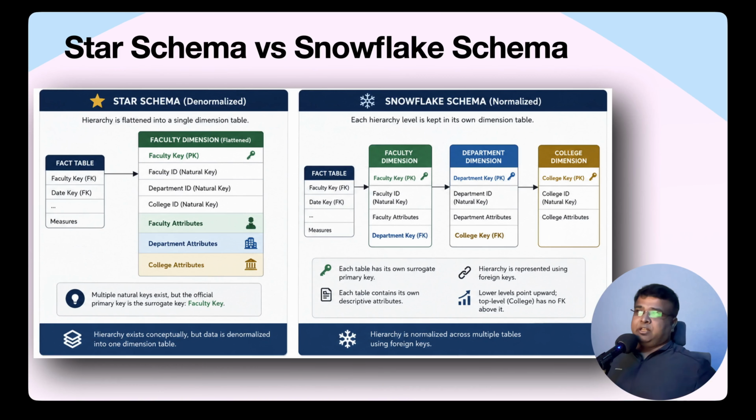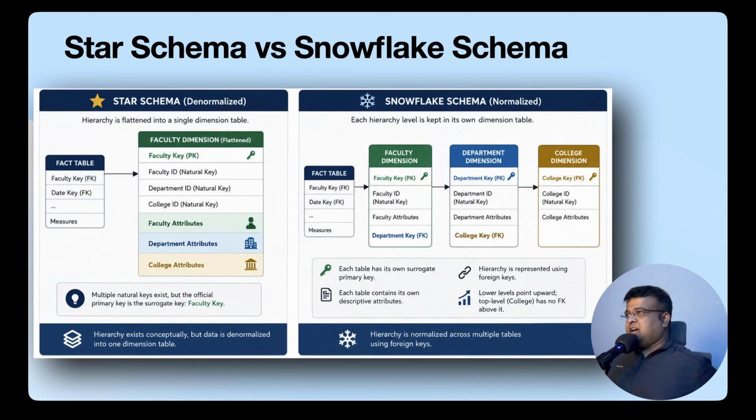relationships representing the hierarchy. One thing to notice here is that the highest level in the hierarchy, in this case the college, does not need another foreign key because there is no higher level above it, and that is why in a snowflake schema lower levels point upward using foreign keys. So structurally the star and snowflake schema differ in two major ways. That is, one is the number of tables, and second is how the relationships are represented.